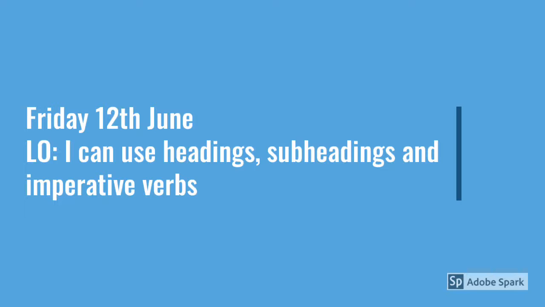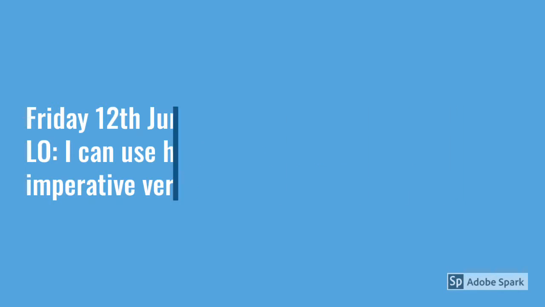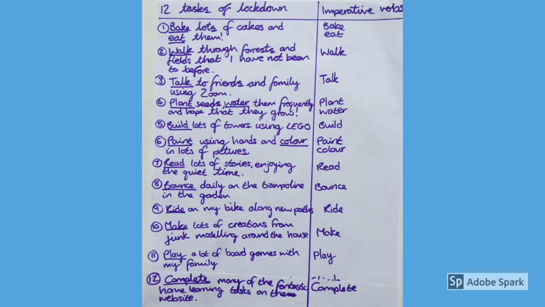Today's learning objective for English is I can use headings, subheadings and imperative verbs. So we're going to be using our plan from yesterday and we're going to write our own set of instructions for the 12 tasks of lockdown. Make sure each of your 12 tasks starts with an imperative verb.